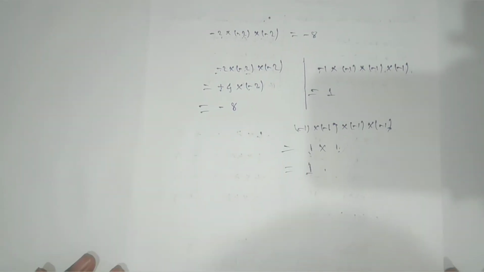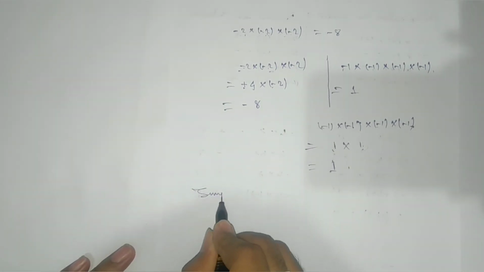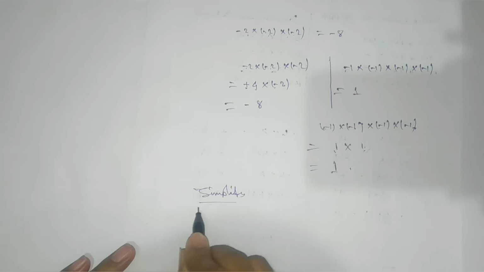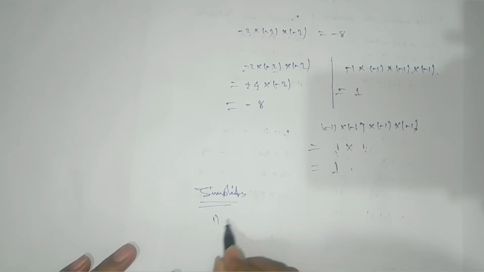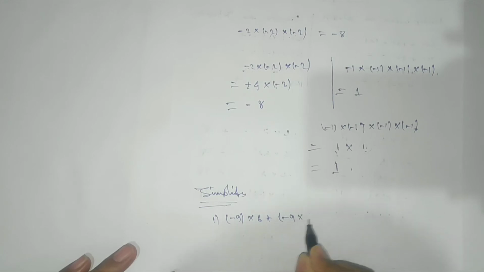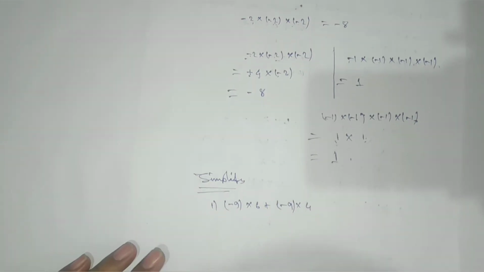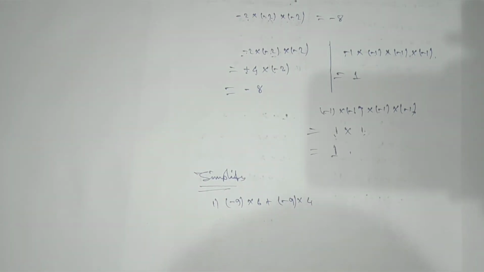Here we're going to do some simplification. Let's see some simplification. Simplify. Problem will be given. Simplify from the exercise only. Minus 9 into 6 plus minus 9 into 4. How are you going to do? So you can use here suitable method, or directly you can multiply here. Okay, so we're going to use suitable and directly multiplication. Both method we're going to see here.